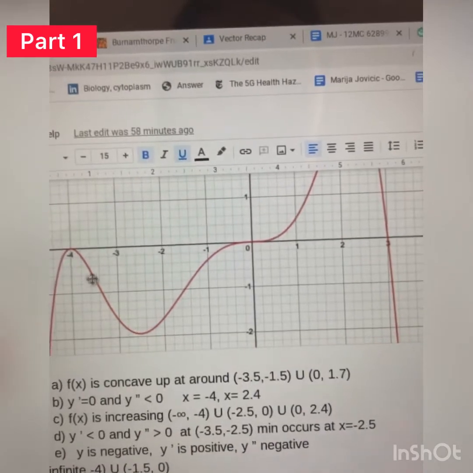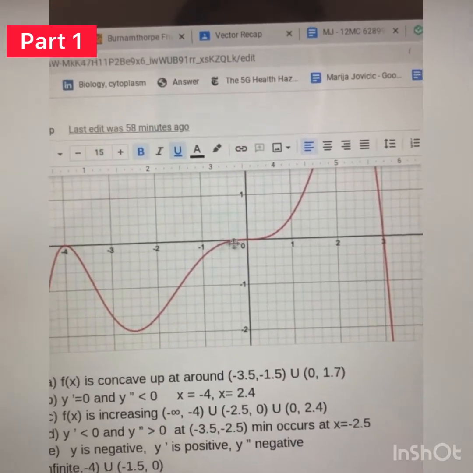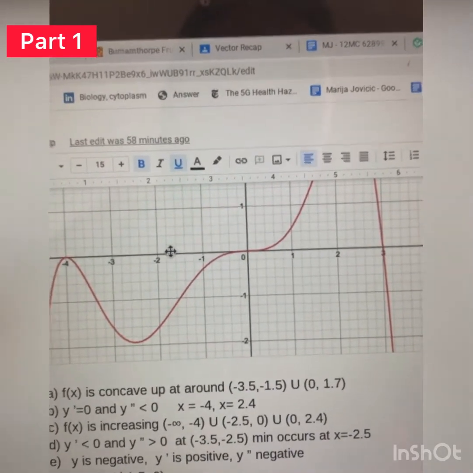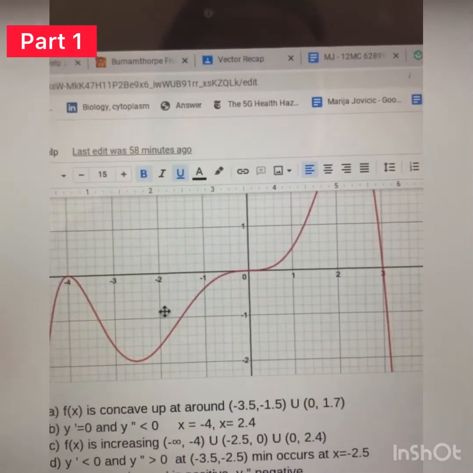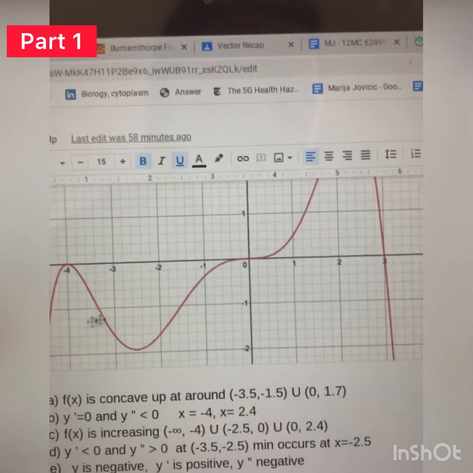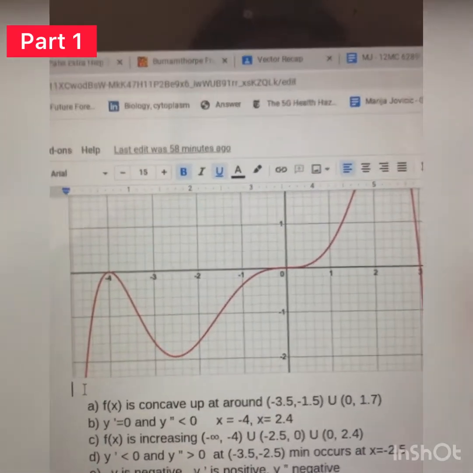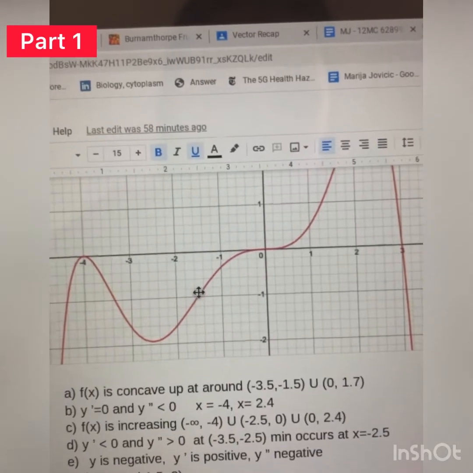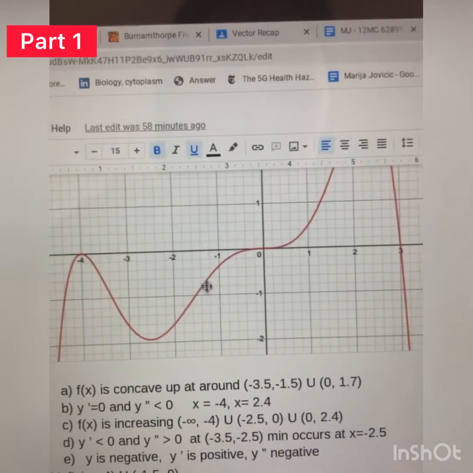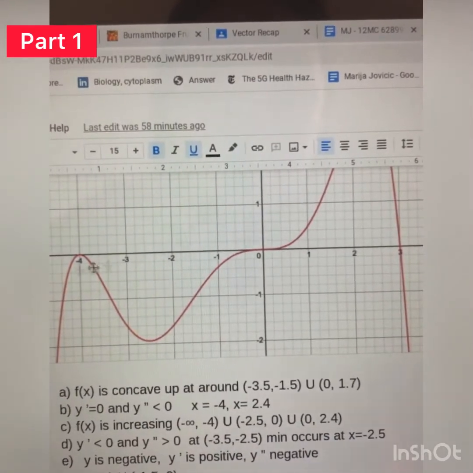Then we're told when is y negative, so when is it under the x-axis, when is y prime positive, so when is there an increasing rate of change, and when is the second derivative negative, so when is it concave down. If we look at our graph, the intervals that follow that are negative infinity to negative 4, not including, and then from negative 1.5 to 0, also not including, because that's all concave down, under the x-axis, and increasing.